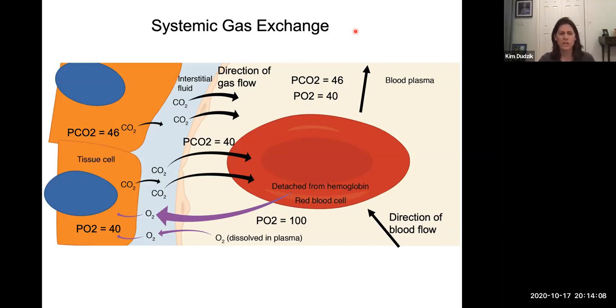So we know that our tissues need oxygen, right? And our blood is carrying a lot of oxygen. Now we're going to talk about what's happening inside of the red blood cell in just a minute. But the partial pressure of oxygen within the whole blood itself, and here I wrote it down in the plasma, again, is about 100.